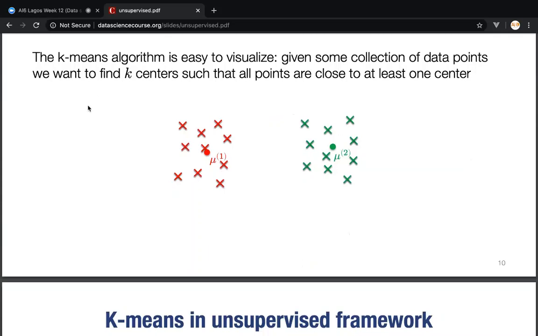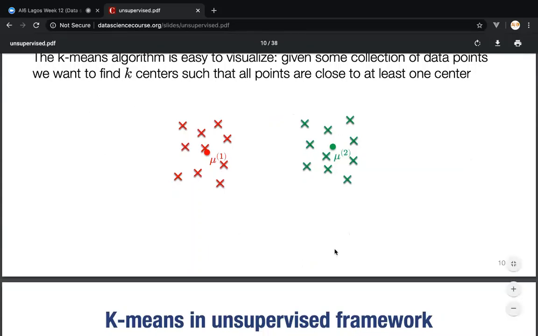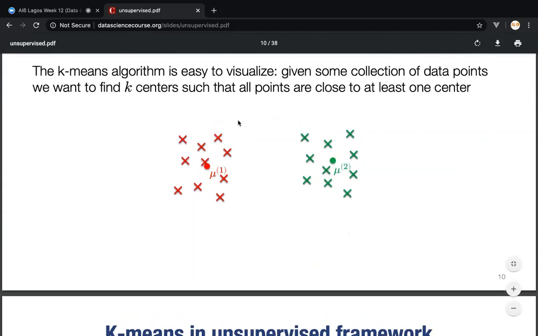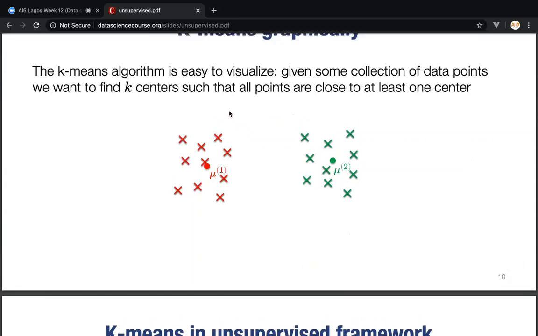So this is what it looks like. You have data plotted on, say, a 2D plane, and you want to find centers such that all points are close to at least one center. For this particular plot, the data points marked with red are all close to this center, mu 1, the red circle here. And all the points colored green are close to this center, mu 2, marked by the green circle.